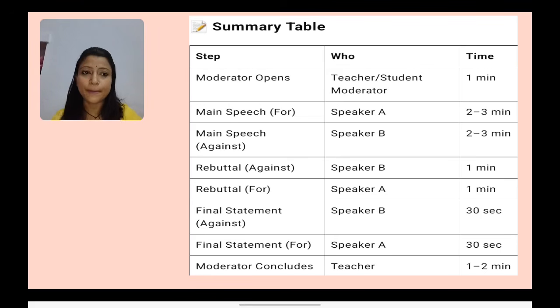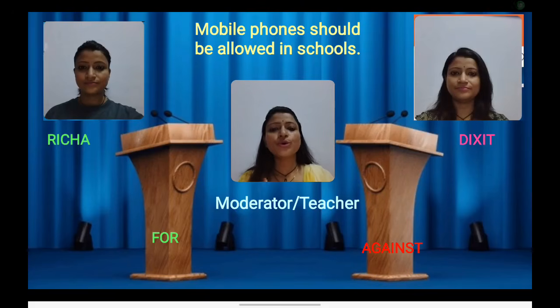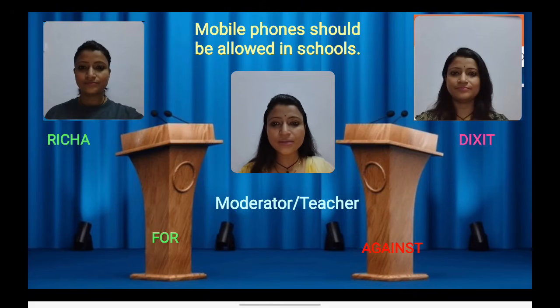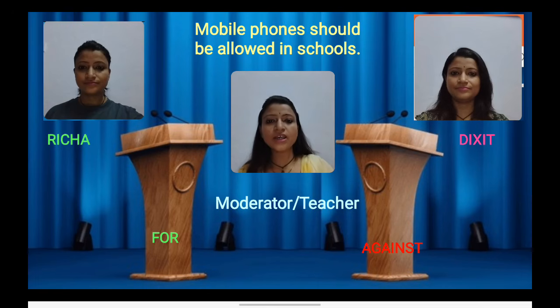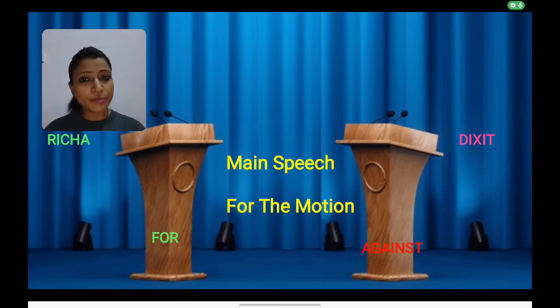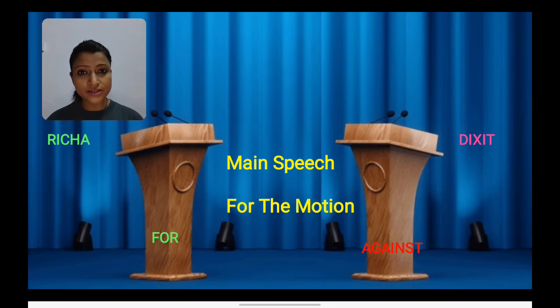Let's have an example. Good morning everyone. Today's debate topic is: mobile phones should be allowed in schools. Speaking for the motion we have Richa, and speaking against the motion we have Dikshit. Let's begin.